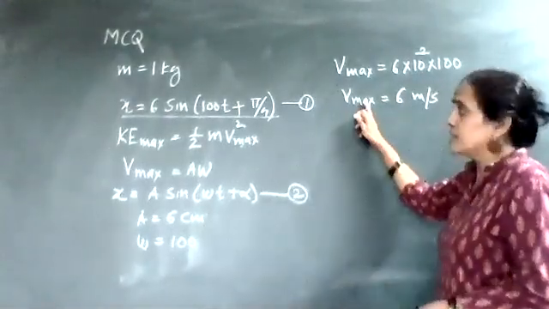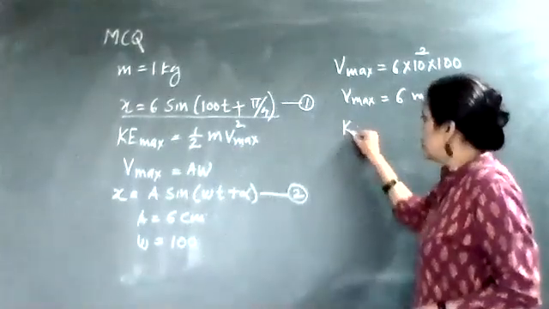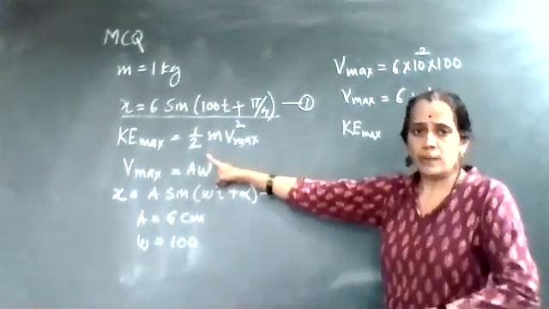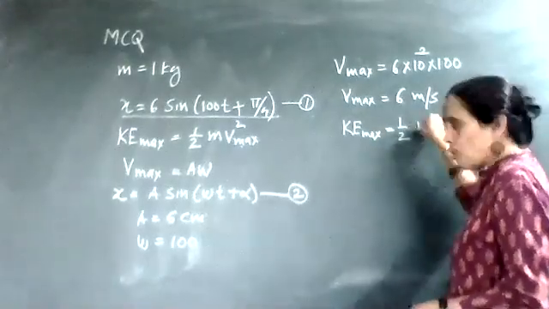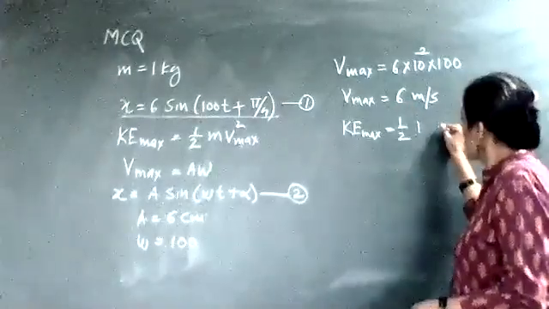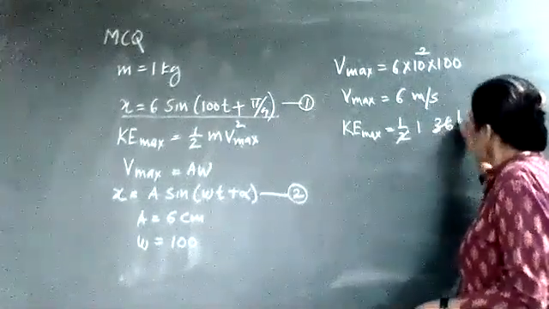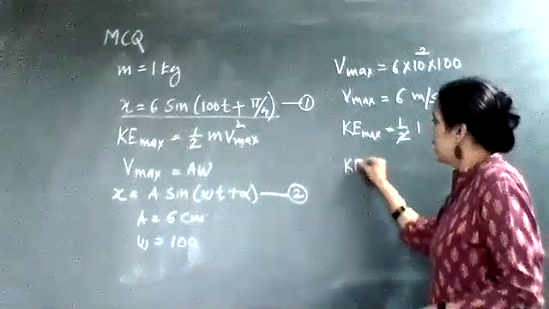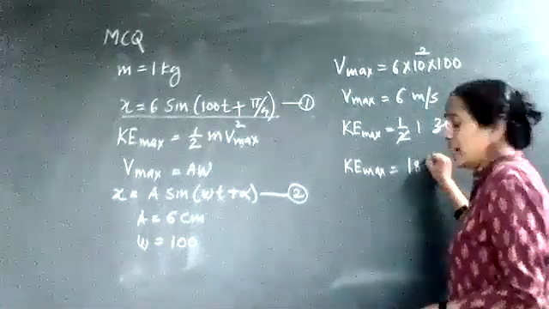And using this 6 meter per second, now I can find out the kinetic energy. So the kinetic energy maximum formula I have already written. K max is equal to half times the mass of the body, which is 1, times v squared, where v is 6. So 6 squared is 36. So this 2 and 36 will get cancelled, and I am getting 18. So kinetic energy maximum is equal to 18, and it is energy.